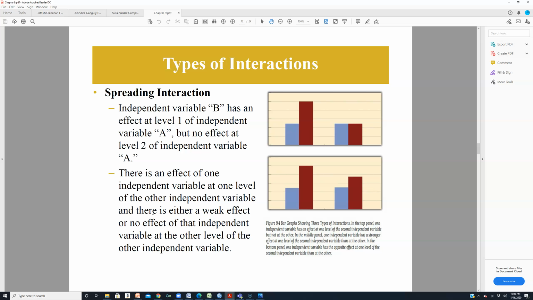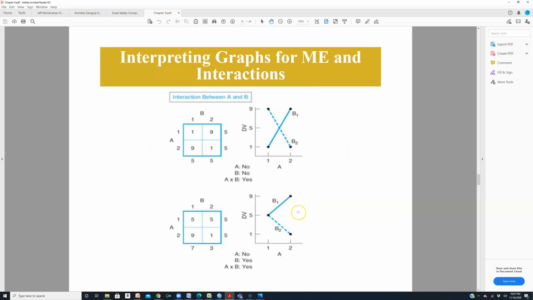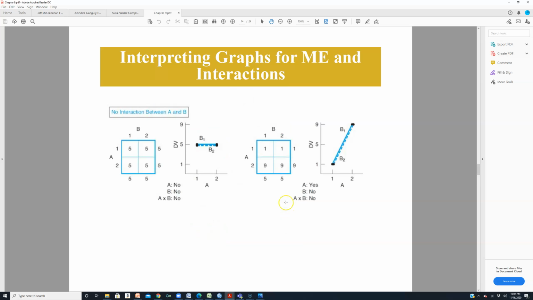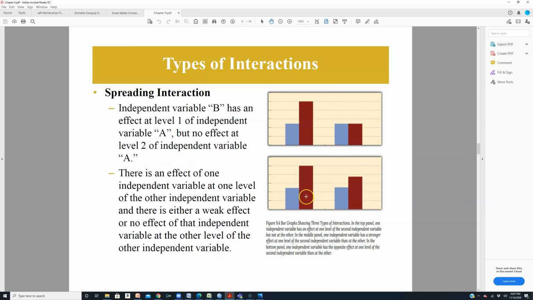Okay, so I already talked about a spreading interaction. Your book actually gives you bar graphs to show you a spreading interaction. I happen to like the line graphs better because it's more descriptive and visually outlining what's happening. It's literally spreading, right? You don't see that as much on a bar graph, right?